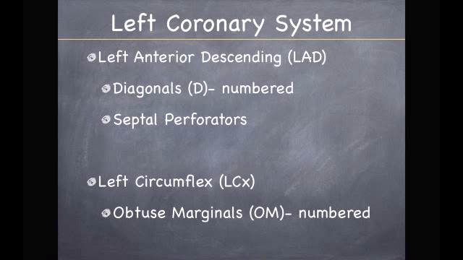And there's also septal perforators, which come off of the LAD and go vertically straight down to supply the interventricular septum. These branches supply about the anterior 2/3 of the interventricular septum. The left circumflex has branches called obtuse marginals, and again, these are just numbered OM1, OM2, etc.